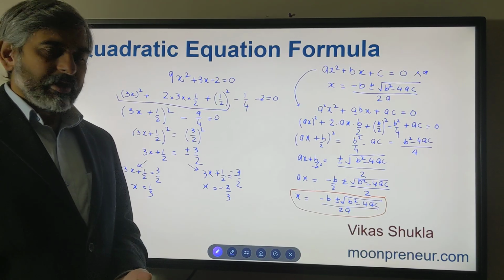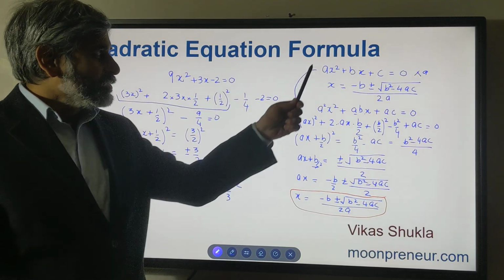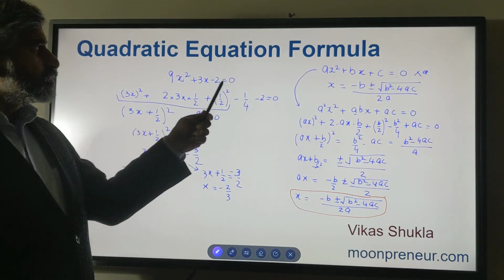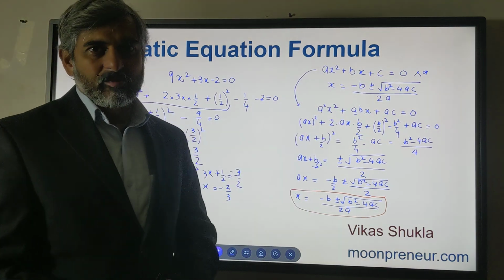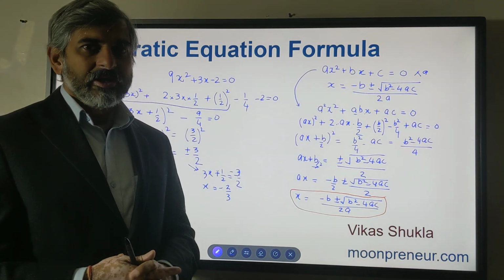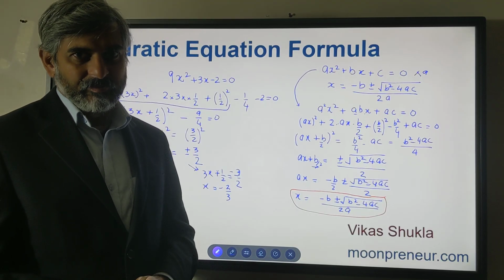I would expect that you take a pencil and paper, write down this equation, try to first solve this equation yourself, and then try deriving this formula. That will strengthen your learning, and it will ensure that you are going to remember this for your lifetime.